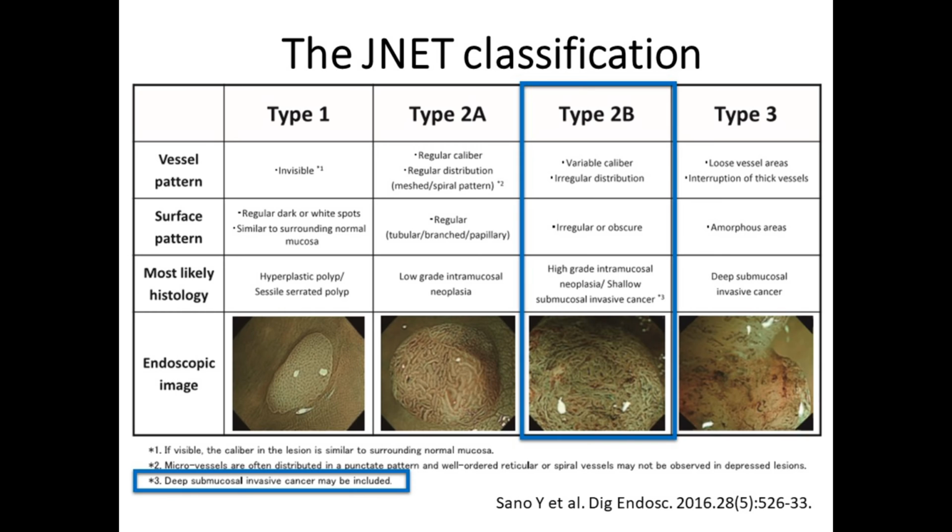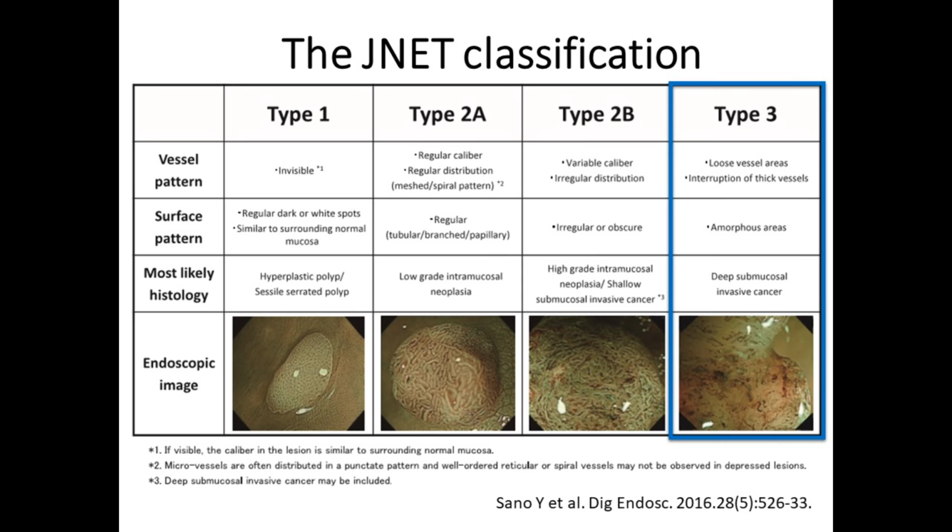JNET Type 2B basically corresponds to high-grade intramucosal neoplasia or shallow submucosal invasive cancer, and we should note that this category sometimes includes deep submucosal invasive cancer. JNET Type 3 represents deep submucosal invasive cancer which requires surgical resection. Now we will present typical cases of each JNET type.